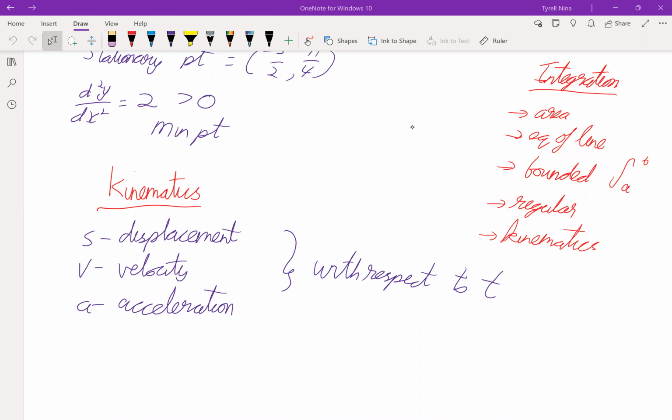Okay, so on the integration, you have the area and equation of the line. What does that mean? Those are the topics on integration you should be looking out for. If they're asking for area under a curve, the equation of a line, bounded, so like if you have limits, regular, and then you have kinematics. Those are the topics for integration you should know.